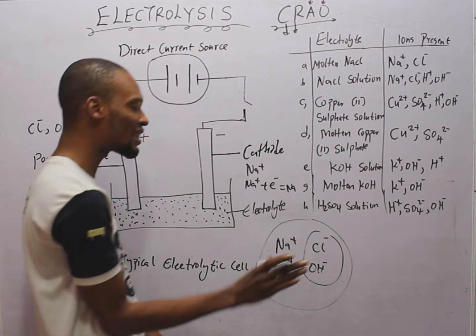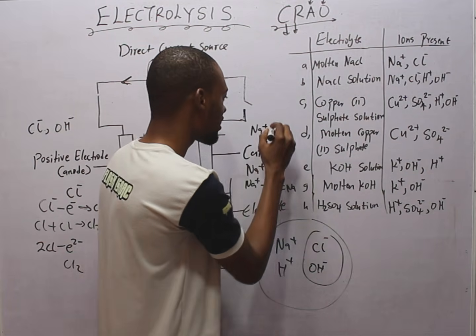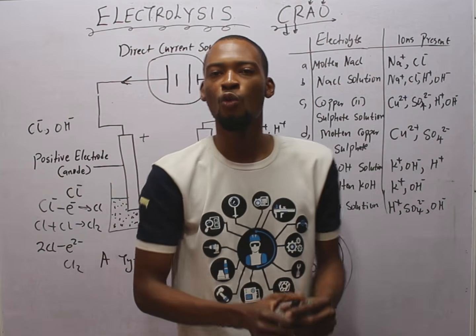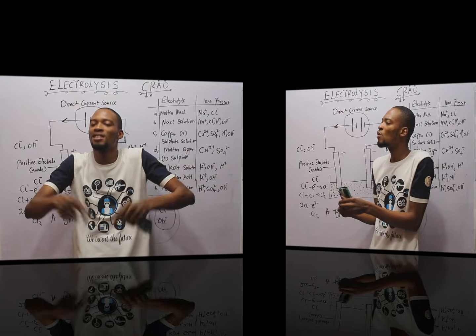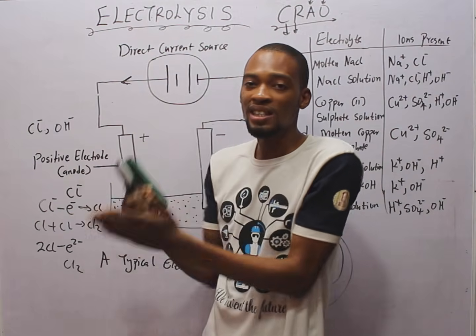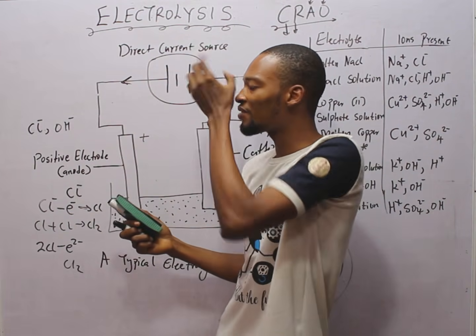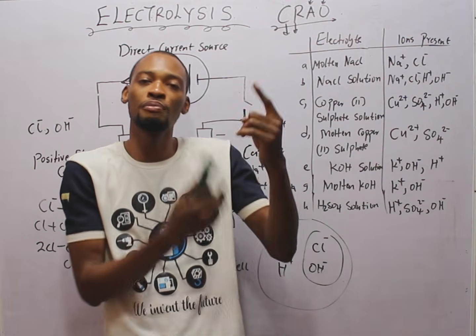So the ions present at the cathode are Na+ and H+. Now, two ions are present. One of them has to be discharged. So which of them will now be discharged? When we have more than one ion at the cathode or at the anode, we look for one to be discharged. And there are three factors or rules that govern the one that will be discharged preferentially.